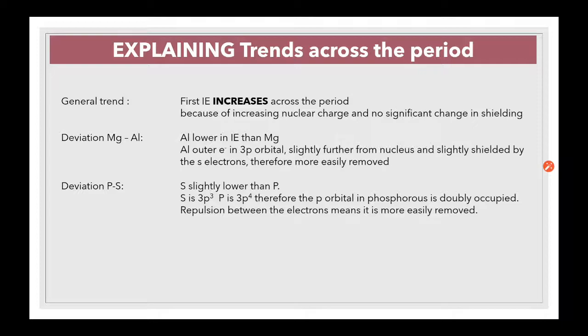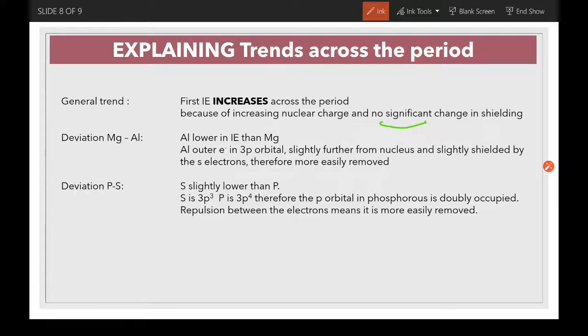Okay, so our general trend. The first ionization energy increases across the period, and this is because of the increase in nuclear charge and no significant change in shielding. Then we've got to explain our two deviations, between magnesium and aluminium, and phosphorus and sulfur. Aluminium is lower in IE than magnesium, and this is because the outer electron, the most recently filled, so the one that's going to be removed first, is in a 3p orbital, which is slightly further from the nucleus, and it's going to be slightly shielded by the s electrons in there.